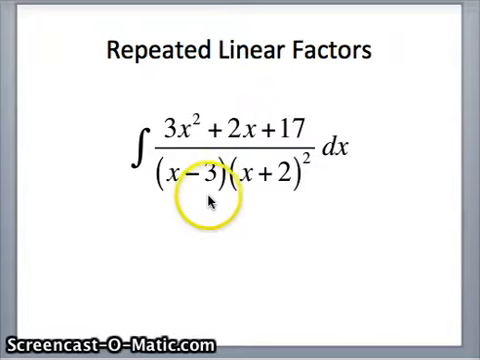Here's our example. In the denominator, the factors are x minus 3 and x plus 2. But since x plus 2 is squared, x plus 2 is a repeated factor. So this requires a slightly different strategy.